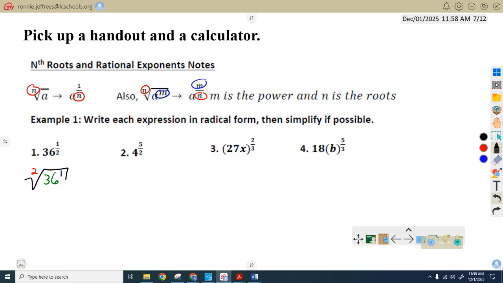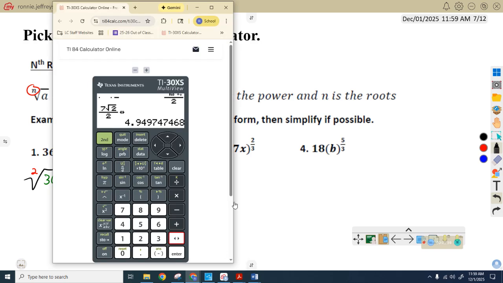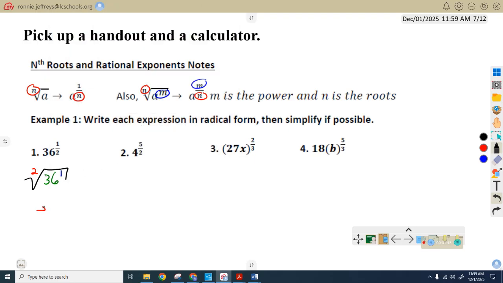Okay, and when we take the square root, it has an understood 2. So, clear. Second, square root, 36. 6. Okay, and this is what we get. That's it. All right. Number 2.